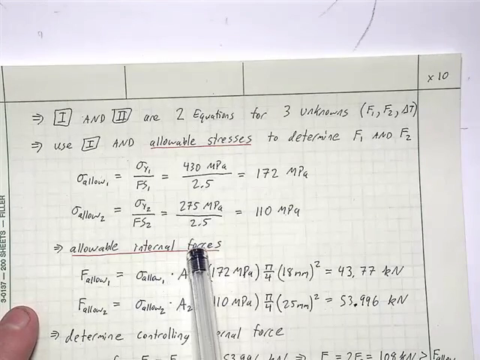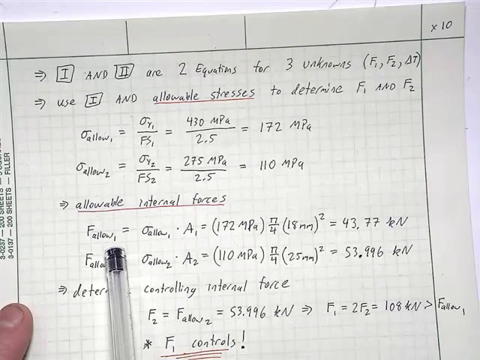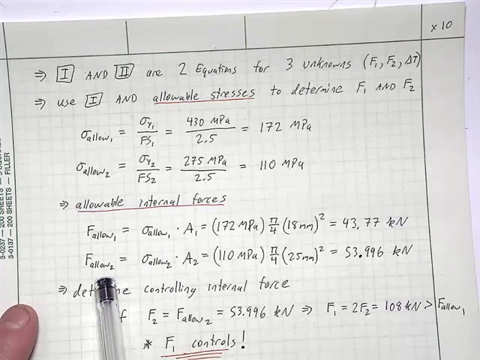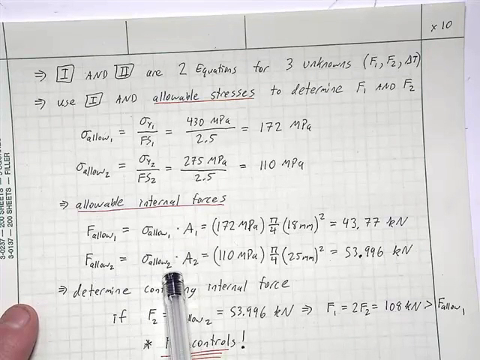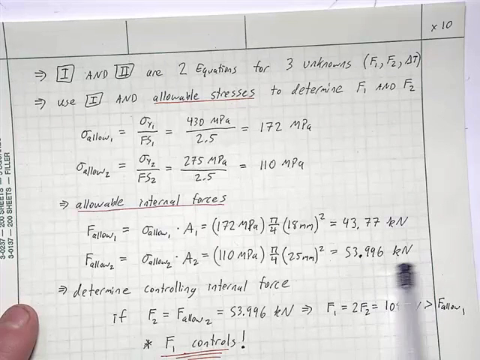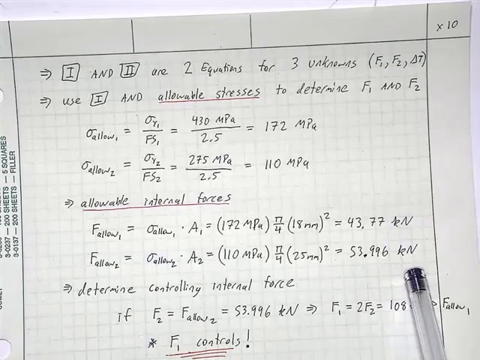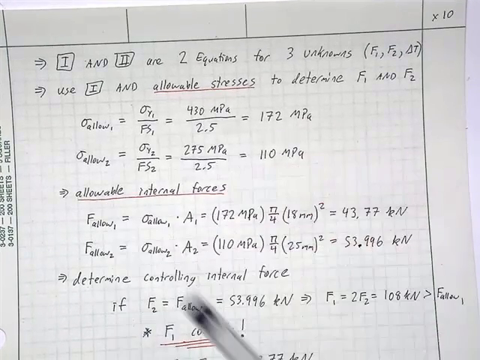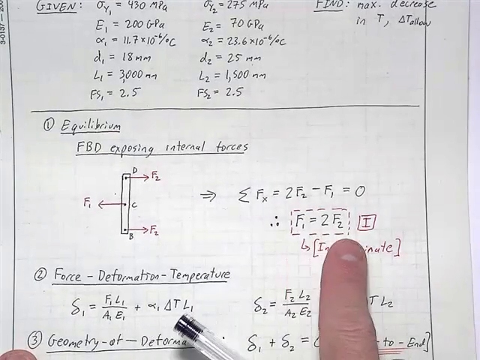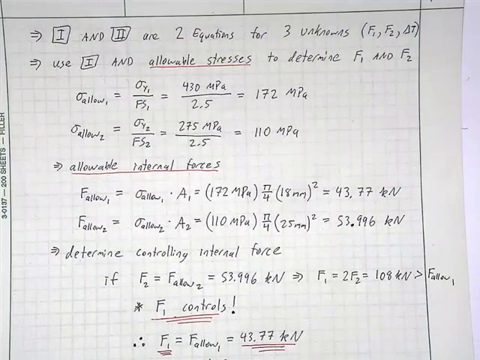We can then associate with those allowable internal forces. So the allowable internal force in 1 is just going to be its allowable stress times its area, found here. And the allowable force in 2 is just going to be its allowable stress times its area, so its allowable load, the allowable internal force is out here. All right, so now we have two allowable forces, and from equilibrium we have a relationship between the forces. So with that we can just determine which internal force controls the system.